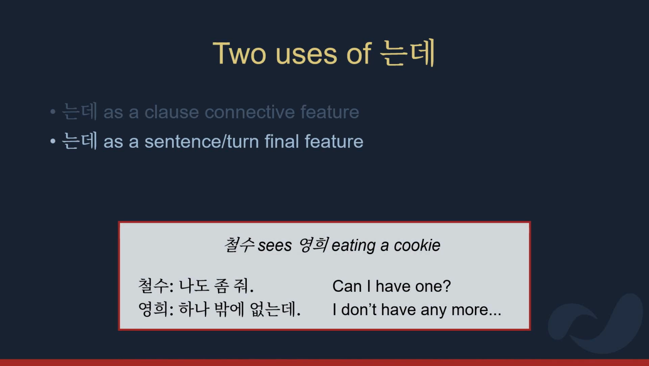For example, Chosu sees Youngie eating a cookie. 나도 좀 줘. 하나밖에 없는데? Here, Ninda marks the end of the speaker's turn and signals something to Chosu. We'll see what that is in a moment.